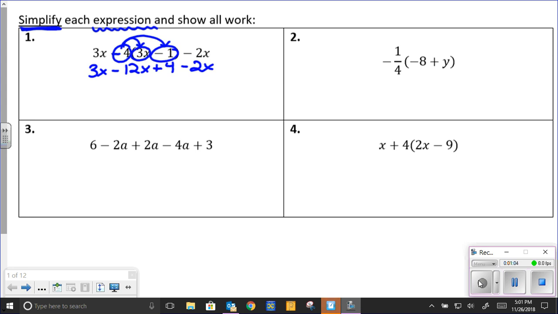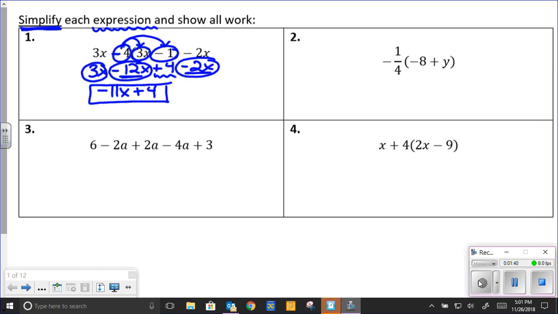I distribute, and then I'm going to combine like terms or simplify, because that's part of my directions here, to simplify. I'm going to combine the 3x minus the 12x and minus the 2x. That's going to give me negative 11x. I could also think about the negative 12x and the negative 2x. That gives me negative 14x. And then 3x minus 14x gives me that negative 11x. And the only thing I have left is right here, so that's a plus 4. So this here is my final answer, negative 11x plus 4.